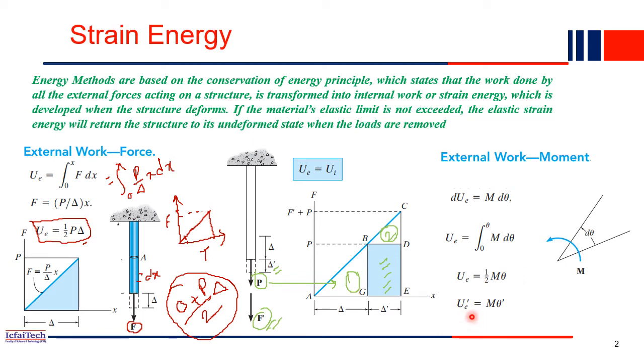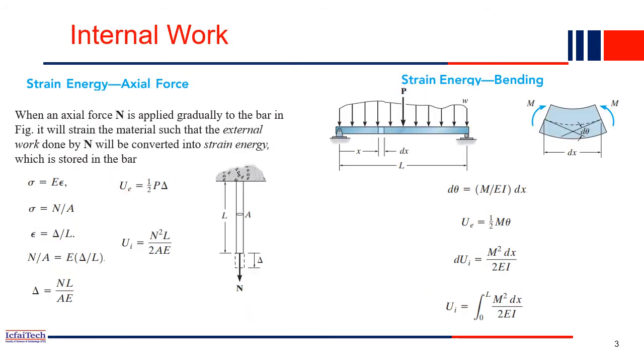Similar to here, after you apply m, if you apply a little extra m dash, that will be an extra external work done because of the moment. So that's what we discussed about the external work done. As we mentioned, there are two types: one is external work, and because of external work, internal work is developed inside the member. Till now we discussed how much external work is done because of the external loads. In the next slide, we'll see how much internal work, or internal strain energy, is developed because of the external force.